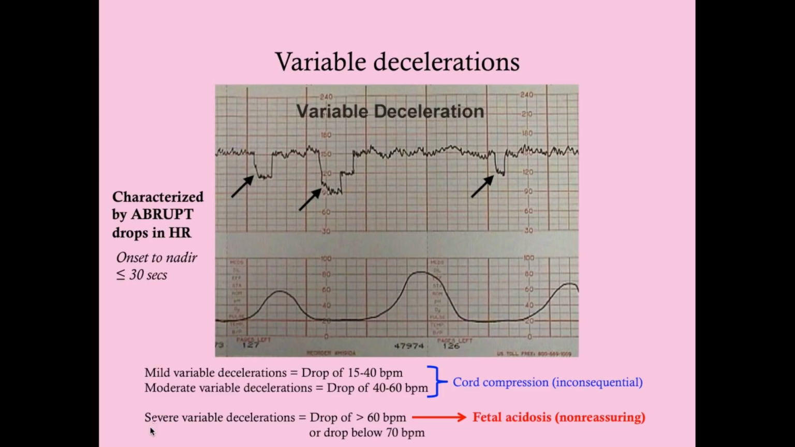You'll want to know the definition of a severe variable deceleration, because a severe variable deceleration may be an indication of fetal acidosis. While the mild and moderate variable decelerations are inconsequential for the most part, a severe variable deceleration, where you have a variable deceleration with a drop of more than 60 beats per minute, or if the drop causes it to go below 70 beats per minute, is associated with fetal acidosis. And that would render our strip to be non-reassuring. Okay.